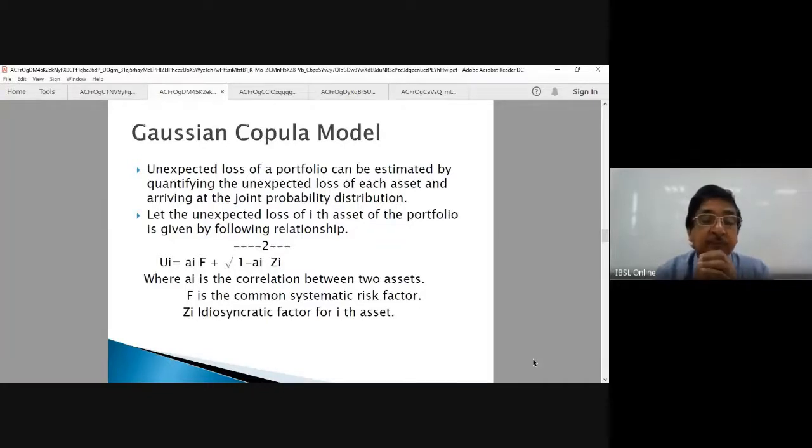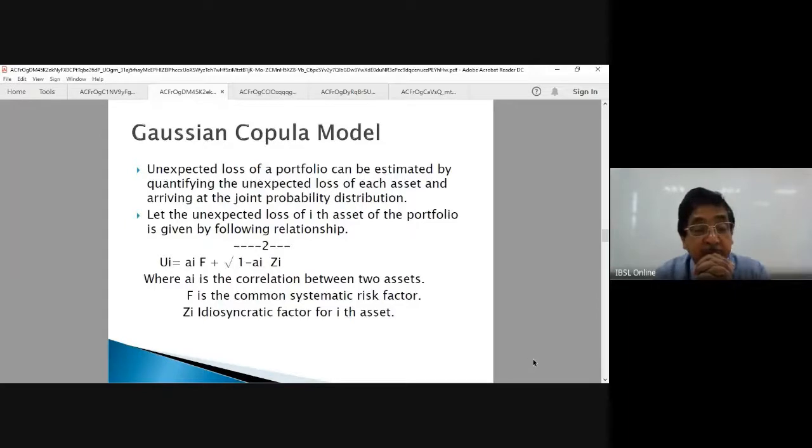Now here there's a term called Ui that is equal to AiF plus the square root of 1 minus Ai squared Zi, where Ai is the correlation between two assets, F is the common systematic risk factor, and Zi is the idiosyncratic factor for the ith asset. I just told you in a loan or in an asset, there are two types of risk involved. One is the market risk or systematic risk. The other is the idiosyncratic or inherent risk for the individual asset, sometimes called non-systematic risk.